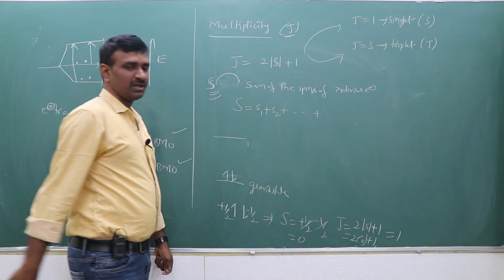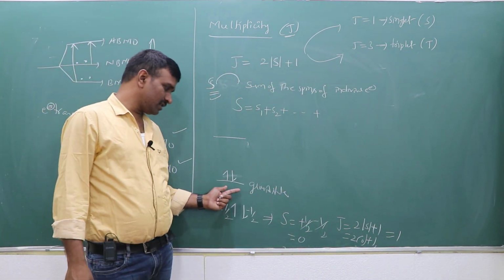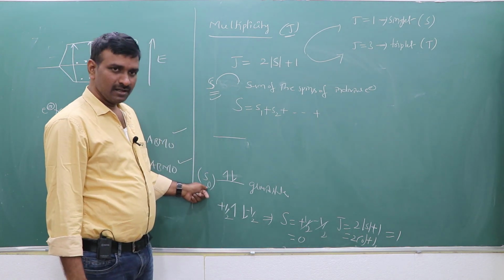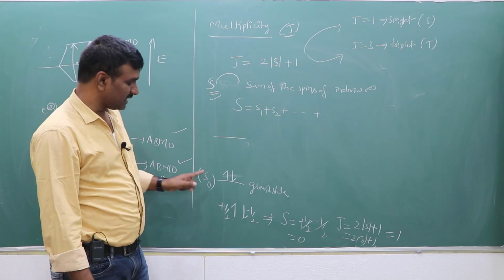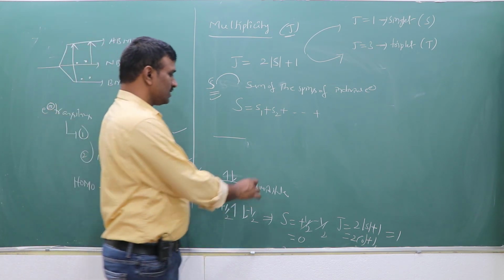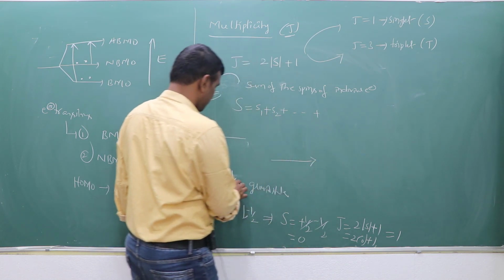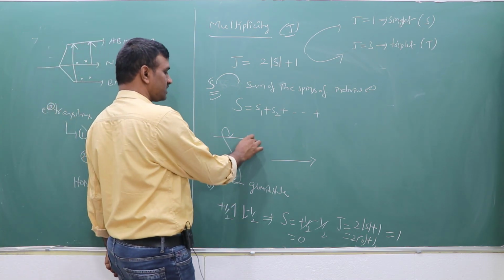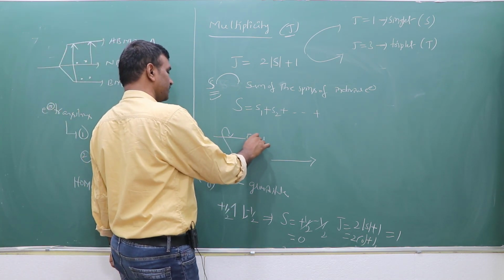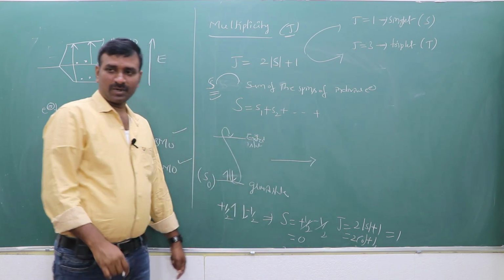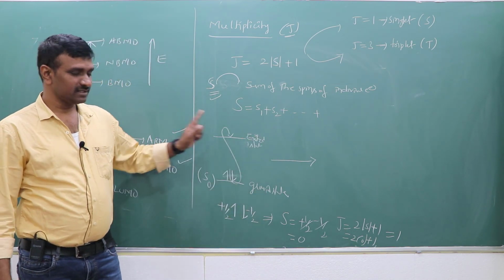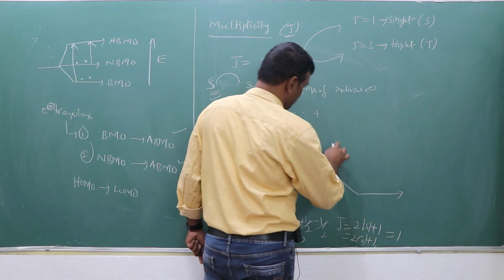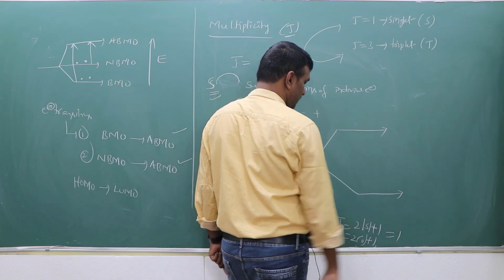Now, how will the triplet state be obtained? We know that all the ground state levels are singlet state levels. S naught means the ground state singlet level. If promotion of the electron takes place from one level to another, from the ground state to the excited state, two choices are possible in this case.